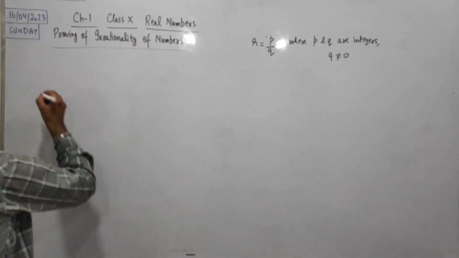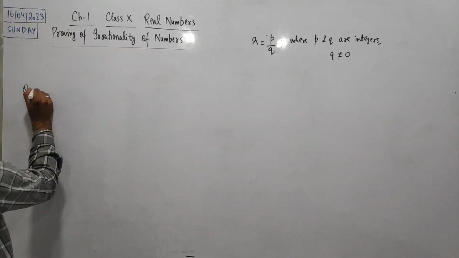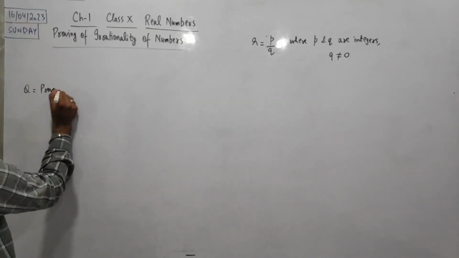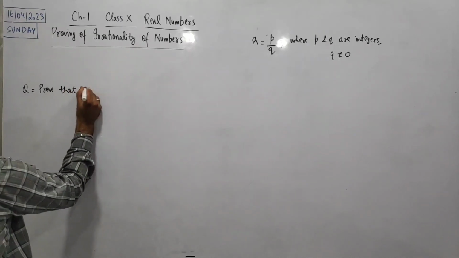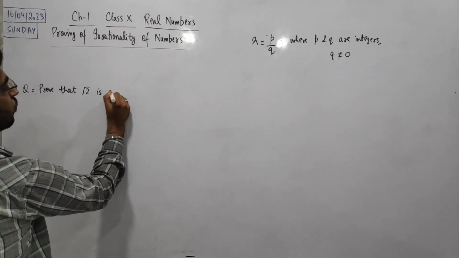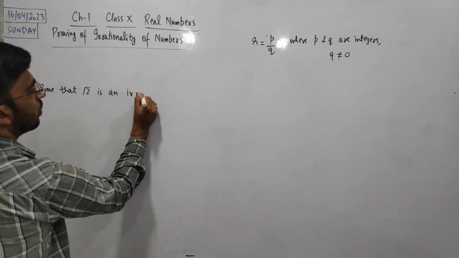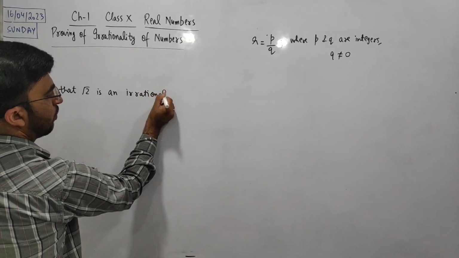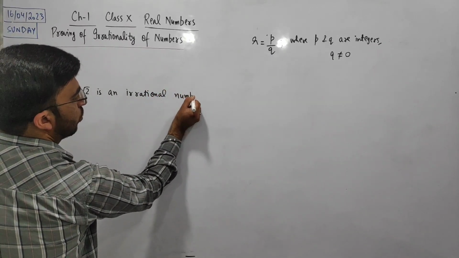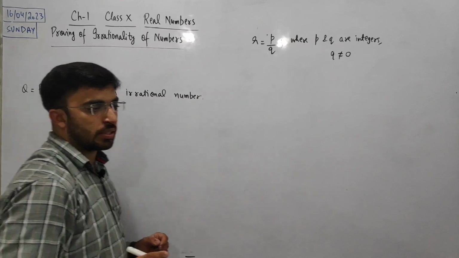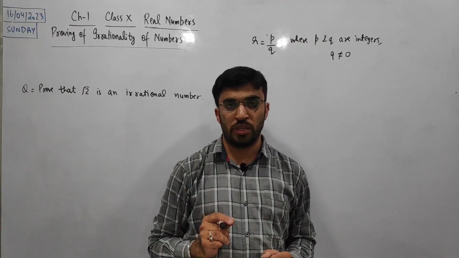Let us see. Suppose we want to prove that root 2 is an irrational number. This is what we need to show. So let us first discuss some basic facts which we are going to use in this.